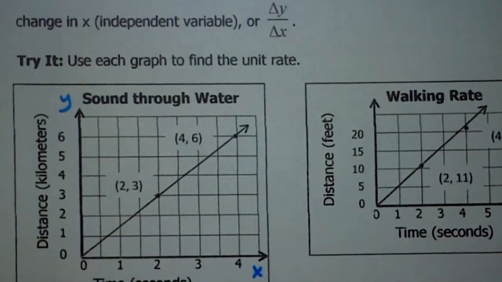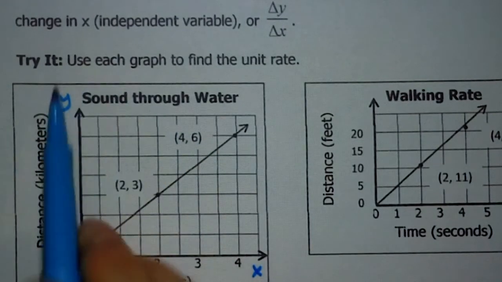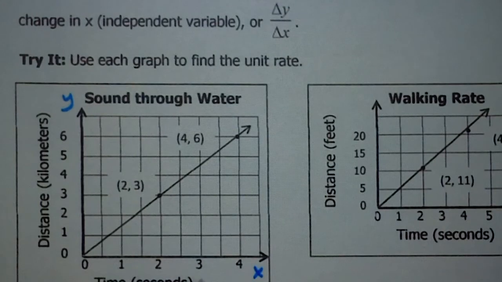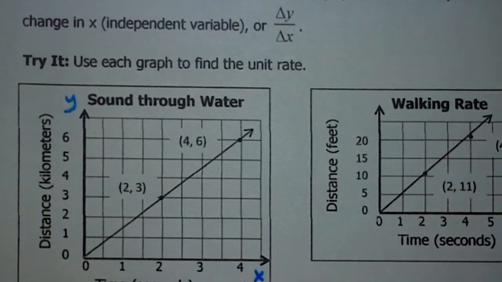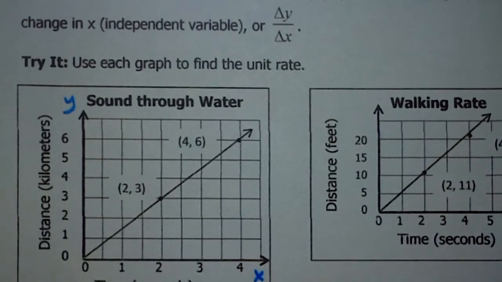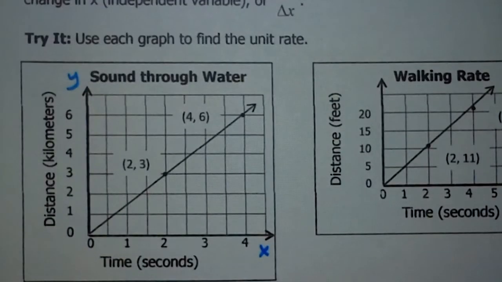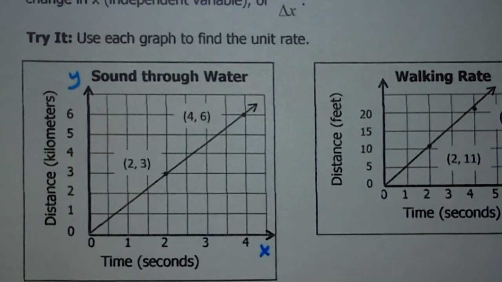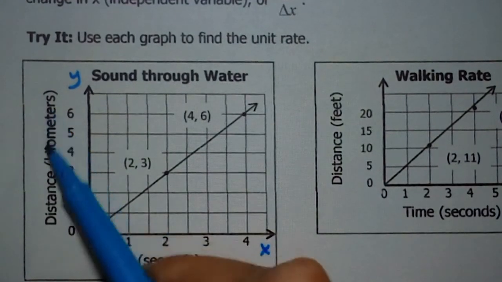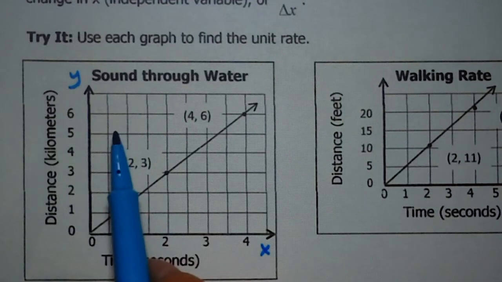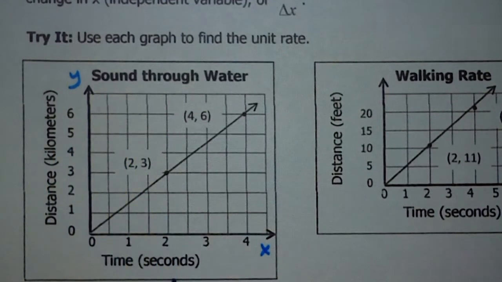All right, when you're looking at a graph, I give you some examples here. This is sound through water. And on my x-axis, I have the time in seconds. And on my y-axis, we have the distance in kilometers. So in looking at this, if I want to know the rate, that means I want to know the y per x. Y is kilometers, x is seconds. So I want to know the sound through water. I want to know how many kilometers per second.